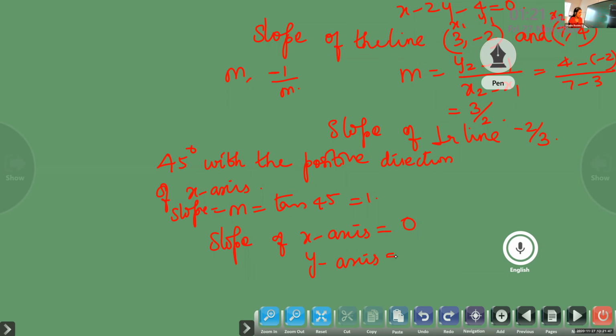Tan 45, the value is 1. Slope of x-axis is 0. Slope of y-axis is not defined. If two lines are parallel, slopes are equal. If two lines are perpendicular, the product of the slopes is -1.